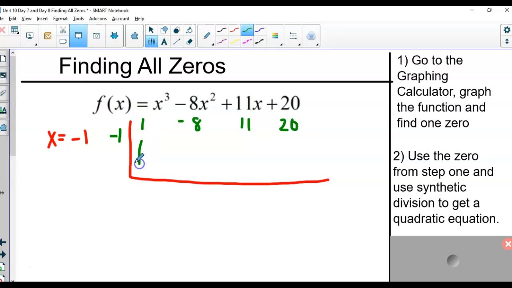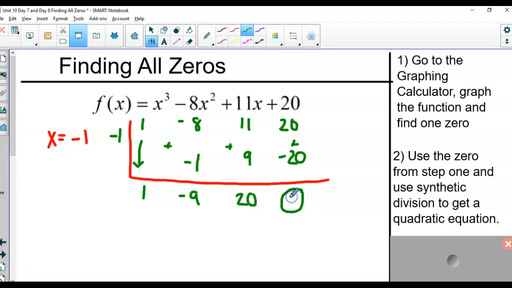So I'm going to bring down this 1. And now I'm going to multiply 1 times -1, which is -1. And now I'm going to add -8 plus -1, which gives me -9. Okay, now I'm going to multiply -9 times -1, which is +9. And now I'm going to add 11 plus 9, which is 20. And now I'm going to multiply 20 times -1, which is -20. And now I'm going to add 20 plus -20, which gives us 0.